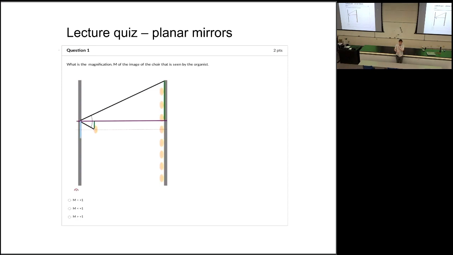The magnification for this quiz is 1. Planar mirrors, flat mirrors, always have a magnification of +1. The image is the same size as the object, and it's the right way up.